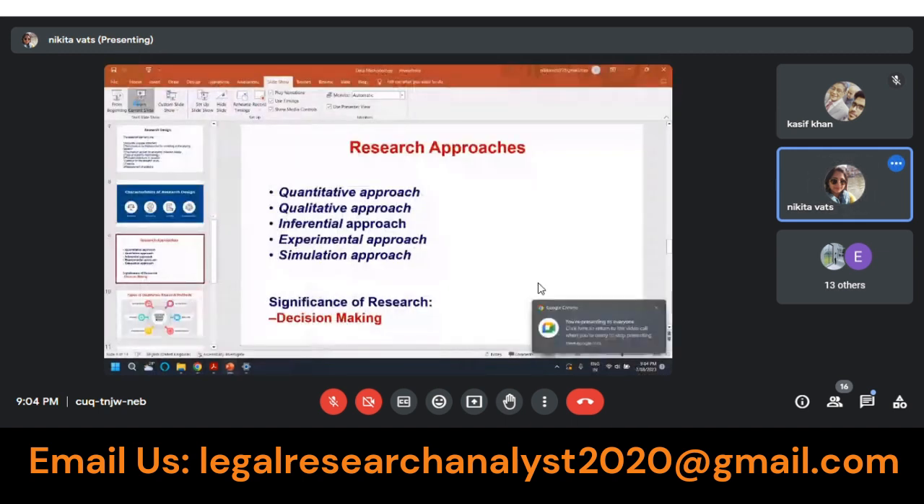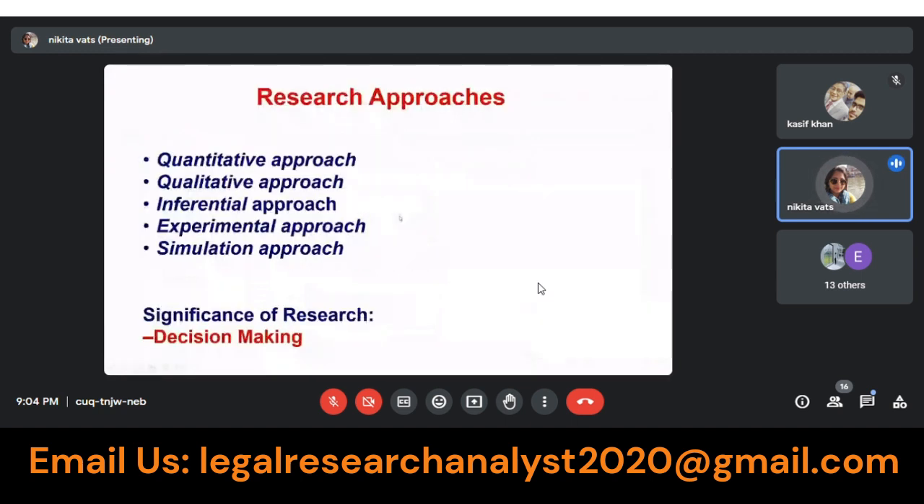Next is the experimental approach. In this, we conduct experiments. But I don't think this is very relevant for arts and humanities, so you can skip it. Simulation is also, I don't think, relevant for us. So majorly, I'll be talking about the quantitative and qualitative approach.